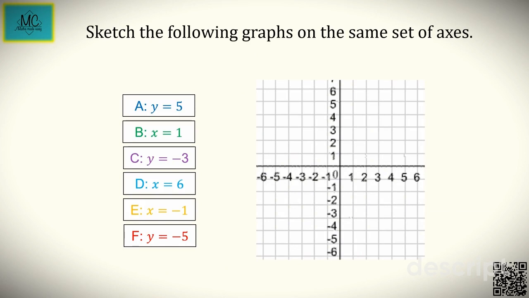So anytime you are given a question like y is equal to 5 or x is equal to 1, y is equal to minus 3, x is equal to 6, x is equal to minus 1, or y is equal to minus 5, what does that mean? If I take the example of y is equal to 5, the equation y is equal to 5 represents a straight line that is parallel to the x-axis and passes through the y-axis at the point 0, 5. So this is a horizontal line that is always at a constant height of 5 units above the x-axis, regardless of the value of x. Okay, and how are we going to plot it? Like this. Similarly for the others, the same way.